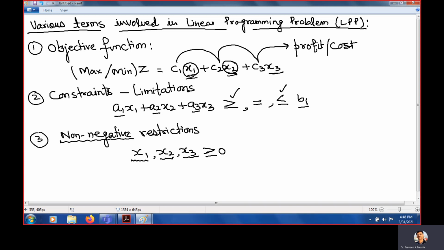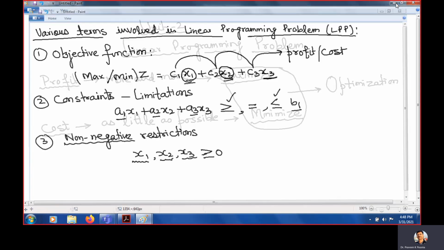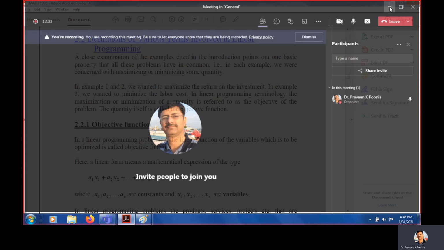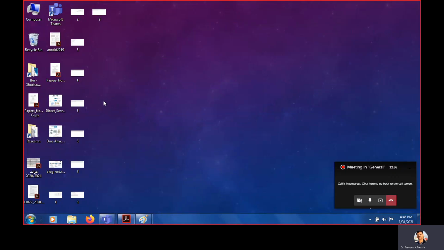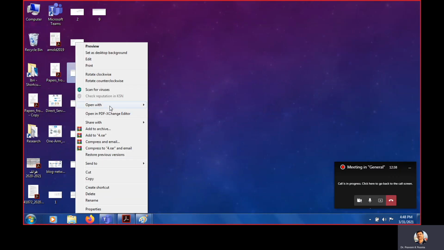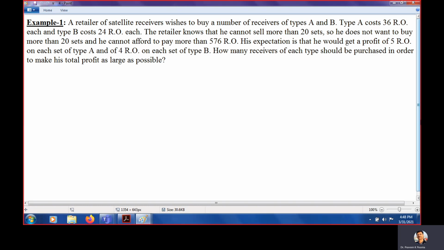So my dear friends, these are the 3 terms involved in any linear programming problem. Okay. Now we will solve 3-4 examples so that we can understand what we are going to do in this. Okay. So this is example number 1. While solving examples, you need to focus on the decision variables. What are the decision variables? What we need to find out?